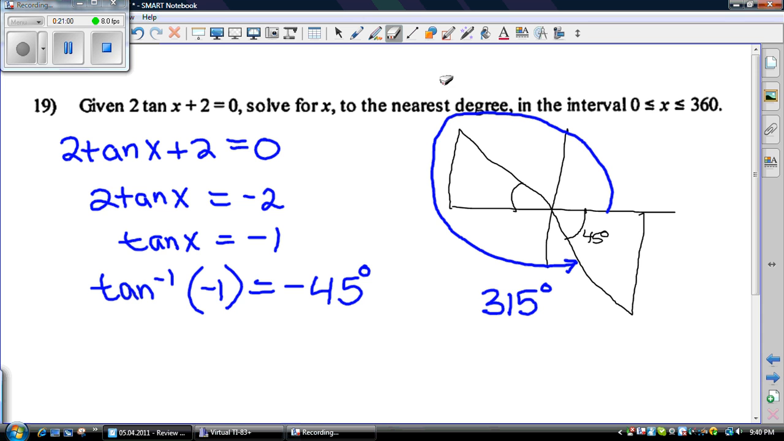Now, what about the other one? Two triangles, right? This one was 45. I'm telling you that this triangle over here will also produce a negative tangent. But what's the degree amount needed to get to this location? Well, how much is it to get to right over here? That's actually 135 degrees.